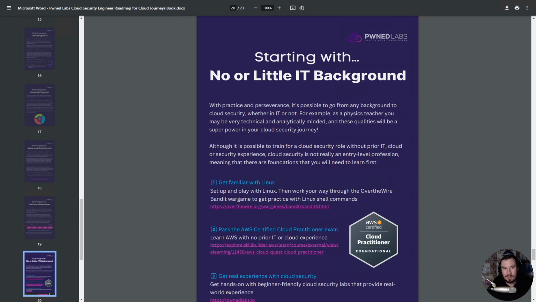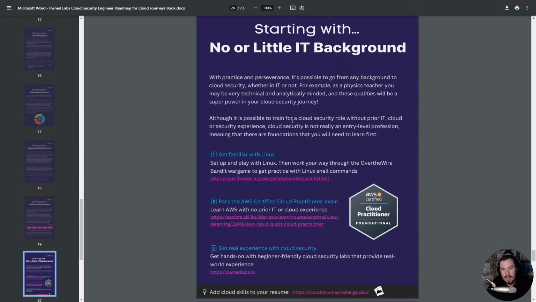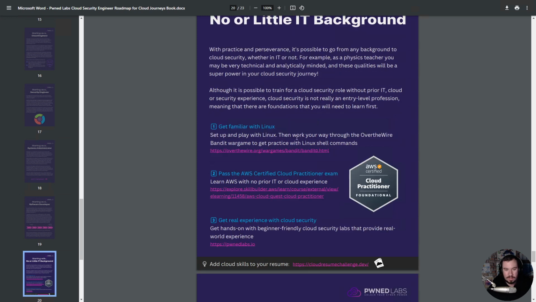But it's possible to go into cloud security from any background, whether in IT or not. 3 years ago, I was a pastor. Now I'm a pen tester, and I also do cloud pen testing. It is possible. For example, as a physics teacher, you may be very technical and analytically minded, and these qualities will be a superpower in your cloud security journey. Although it is possible to train for a cloud security role without prior IT, cloud, or security experience, cloud security is not really an entry-level profession, meaning that there are foundations that you and I will need to learn first.